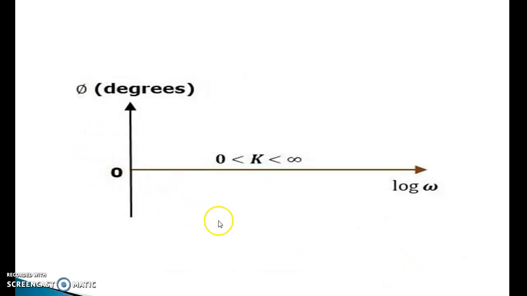This one is the phase angle diagram of the Bode plot that is drawn between phase angle phi in degree versus log omega. This one is the x-axis line, where log omega is represented, and this one is the y-axis line, where angle phi is in degree. So this one is the line for K greater than 0 and less than infinity. That shows the phase angle diagram.